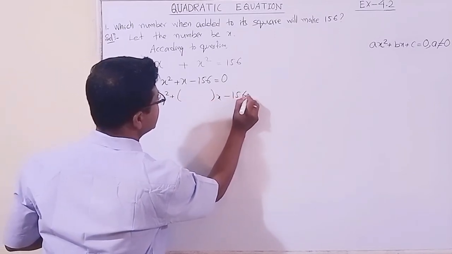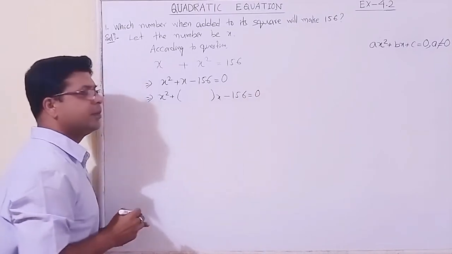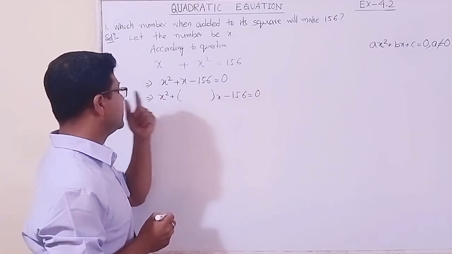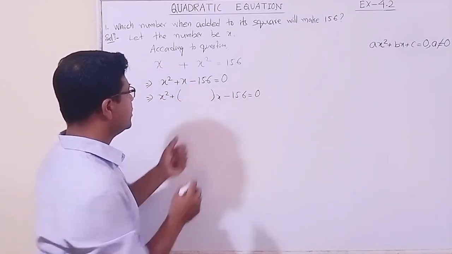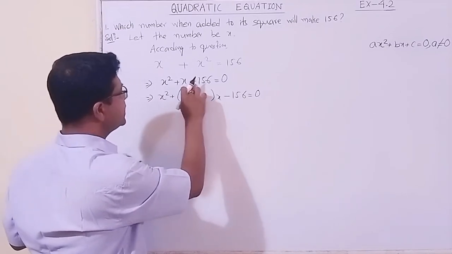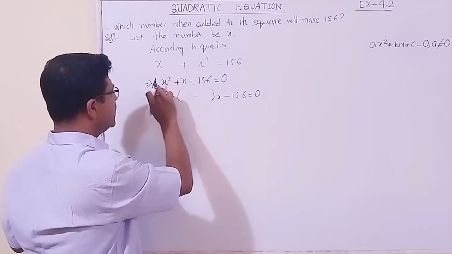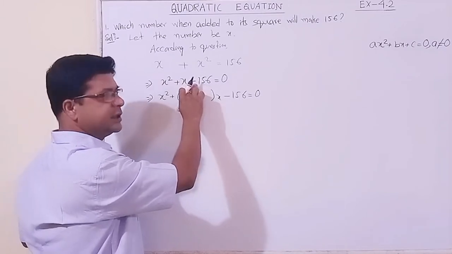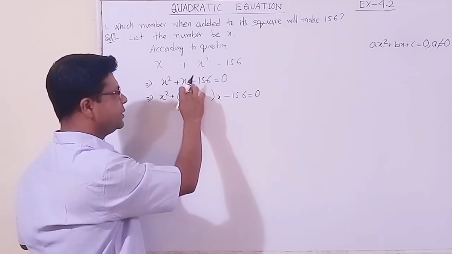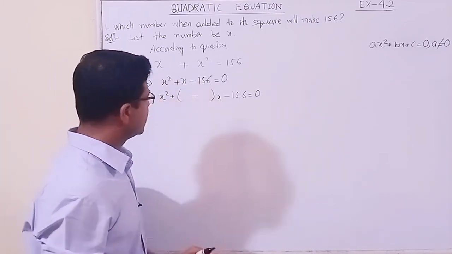Now we'll solve by the middle term splitting. Now here in the middle what sign will we put? Minus sign, because this is minus. Always remember, if this is minus, this will be minus. If this is plus, this will be plus. Okay, this is the usual thing.